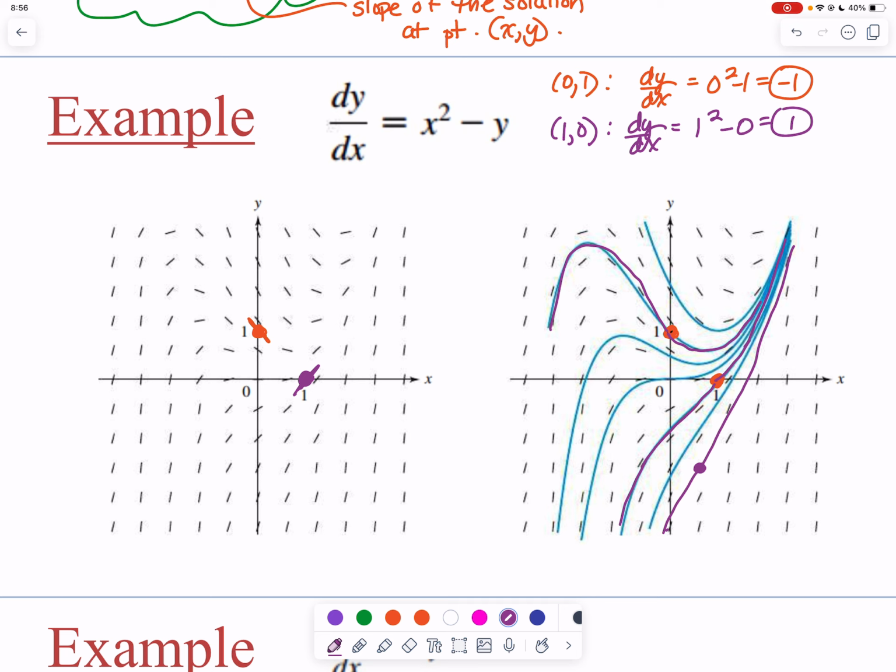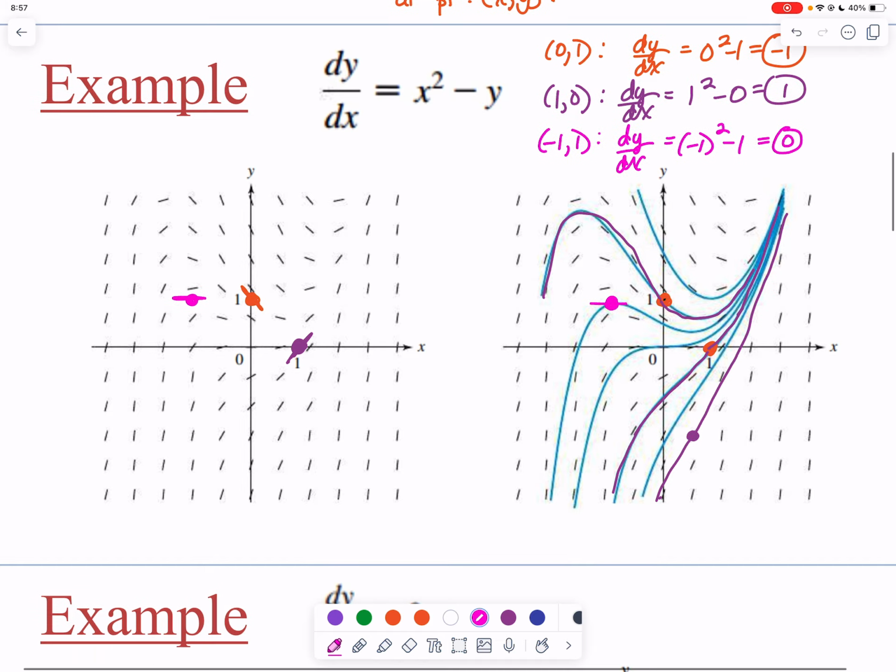Let's take a look at 2 points. Let's try (-1, 1). There's a point (-1, 1) here, and I'll make that one pink. Here we have dy/dx equal to (-1) squared minus 1, and that's equal to 0. So we have a horizontal slope mark, and you can see it right here at that point, (-1, 1).